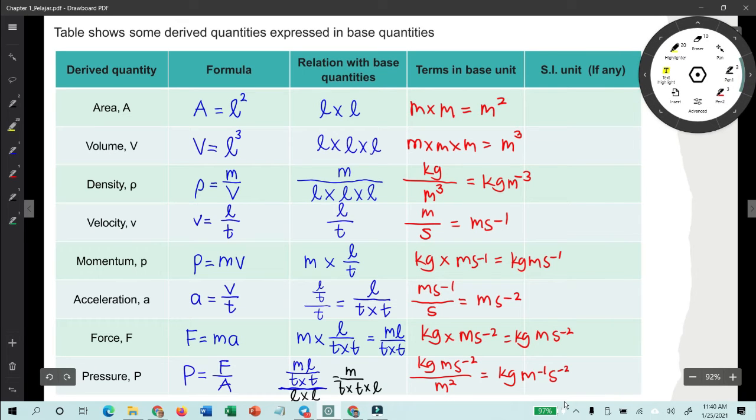We take force, the special SI unit is actually Newton, which can be written as capital N. Whereas for pressure, it's going to be Pascal, which can be represented by capital P. For the rest, the special SI unit doesn't exist. So we're going to use square meter for area, cube meter for volume, kilogram per cubic meter for density, meter per second for velocity, kilogram meter per second for momentum. And then for acceleration it is meter per second.